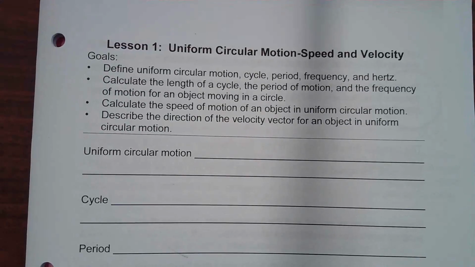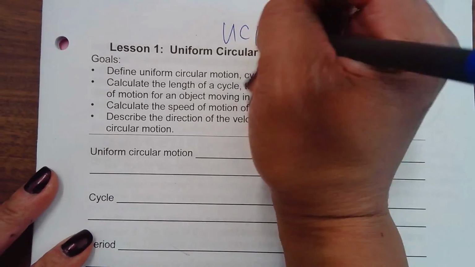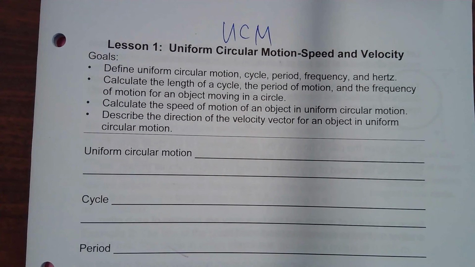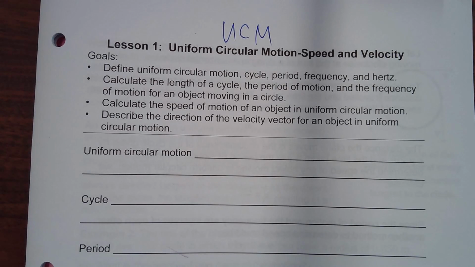Uniform circular motion, we call it UCM, is what we're going to be covering in Physics 40S. We are not going to be dealing with non-uniform circular motion, and you only deal with that in engineering, not even in first year fundamental physics. So uniform circular motion means that the motion of an object going around something is uniform.